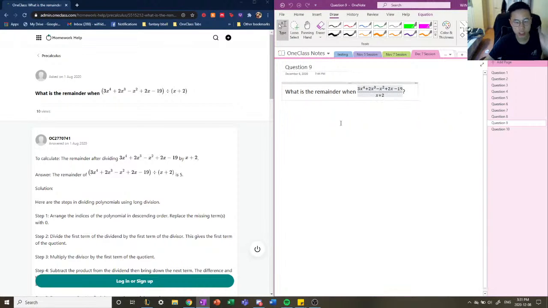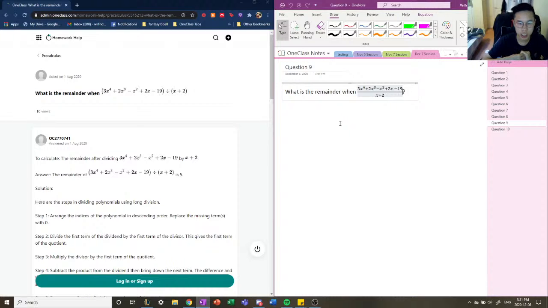So the question reads, what is the remainder when 3x^4 + 2x^3 - x^2 + 2x - 19 is divided by x + 2? So this is what we call long division. I covered previously there's a technique called synthetic division. I probably will cover that too here.